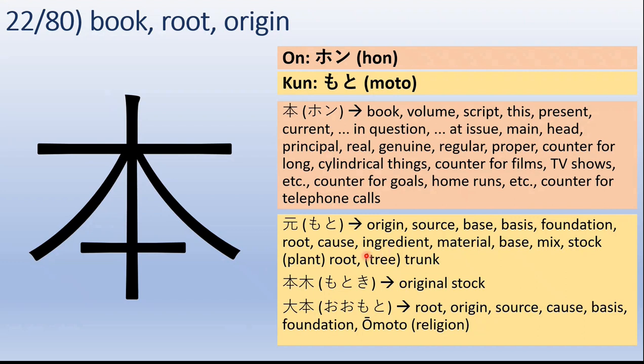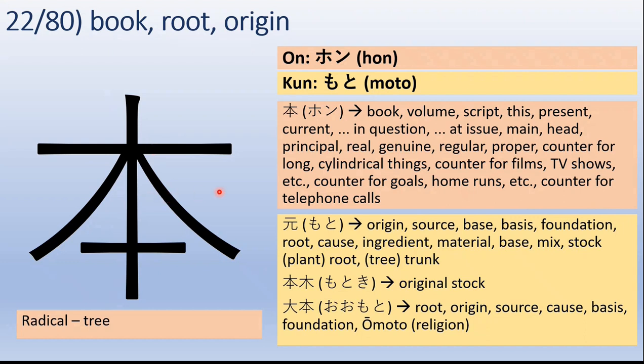So if you look at this character, you can see that we have the tree radical, and apart from the tree radical we have this horizontal line. So this portion represents the roots of the tree. So that's why this symbol is used to represent root, and since root is the origin, it is also used to represent origin in general, and also it is used for book.